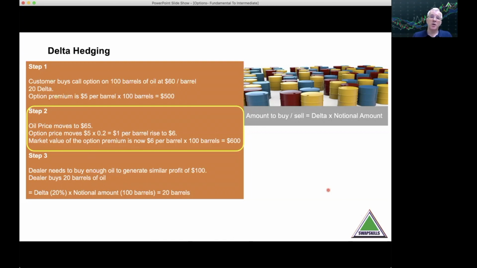Well, what I need to do as a trader is to make sure that I can also generate $100 profit in buying or selling the underlying. So to make $100 profit, how many barrels do I need to buy? I need to buy 20 barrels, because with 20 barrels, the underlying price will move by $5 a barrel. That's 20 times $5 per barrel, that's $100 profit. So there is my hedge. What I recommend you do is go through that and physically think about the barrels and think about the option cost, the underlying cost, and see how the two relate to each other. That's delta hedging.